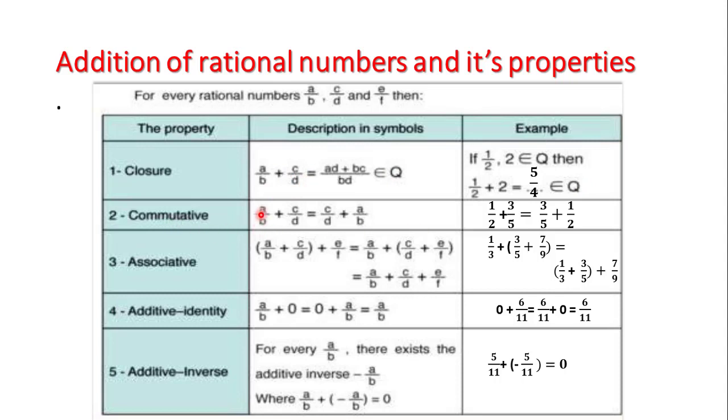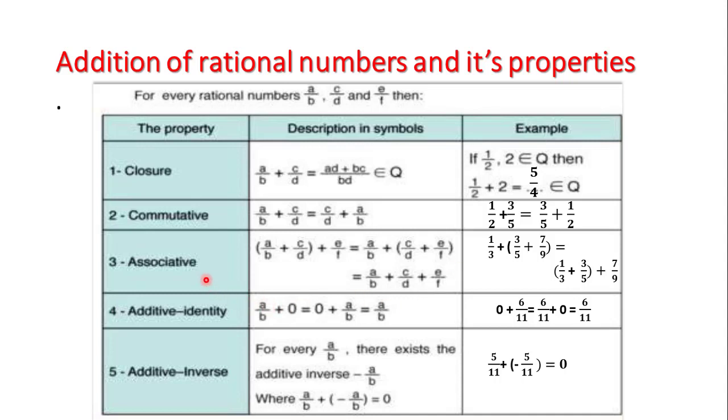Commutative means that if you have a over b and c over d, a over b plus c over d is the same as c over d plus a over b. For example, 1 over 2 plus 3 over 5 equals 3 over 5 plus 1 over 2, like in integers and natural numbers.